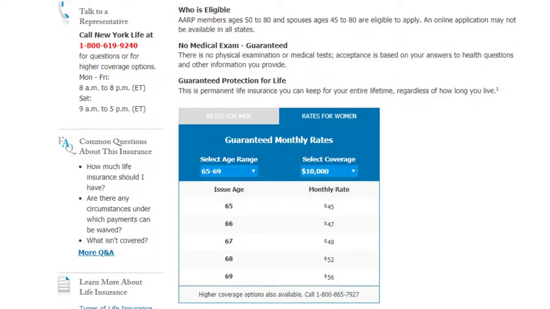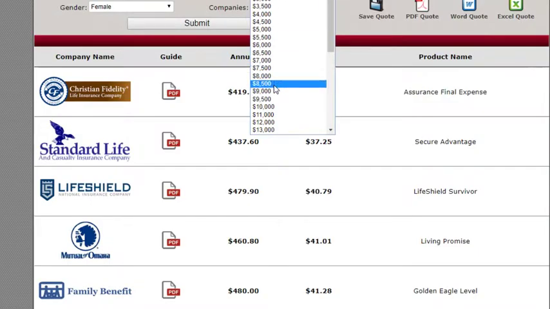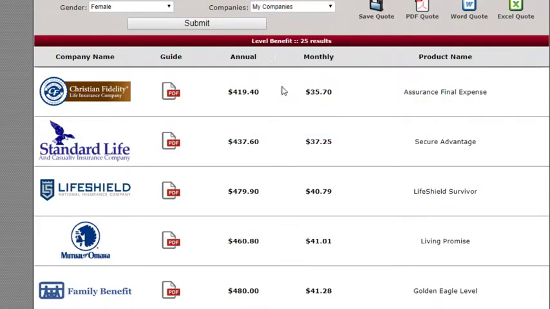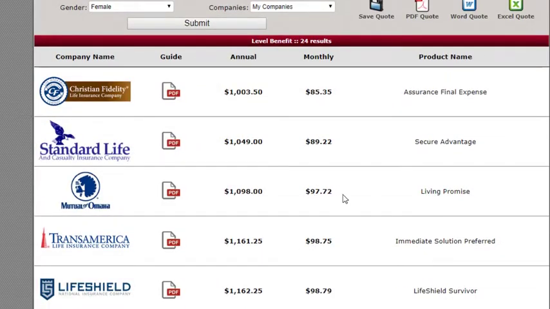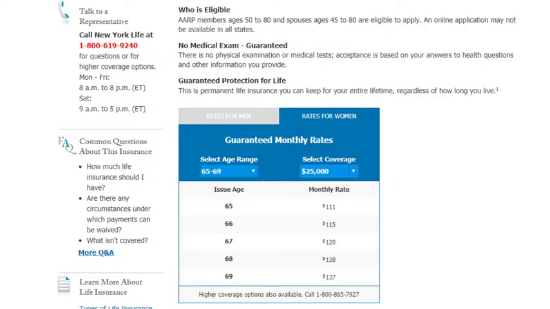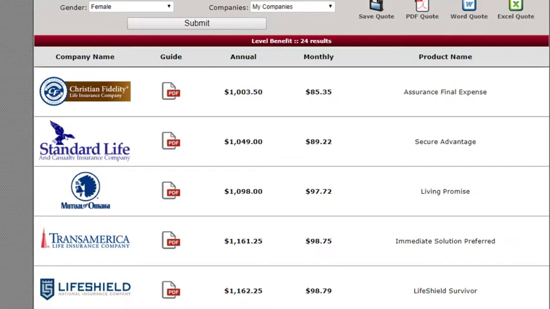So I'll take you back off of my screen here. I want to go ahead and show you the differences. If we look at $25,000 for a female at age 65, their product with New York Life is going to be $111. Again, compare that to $25,000 with the products that we have to offer. We're looking at approximately $97.72. So again, the difference there is about $13 or $14. Quick math, about $150 to $180 a year.